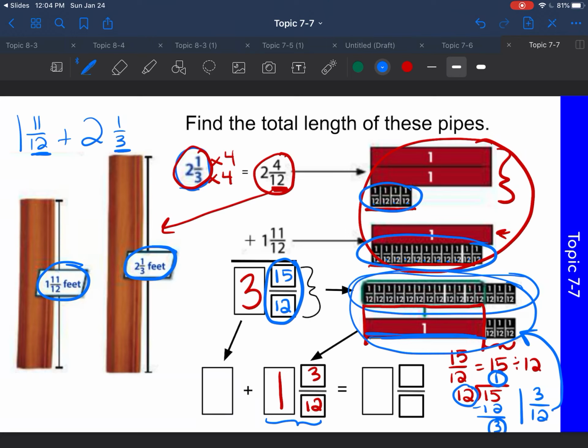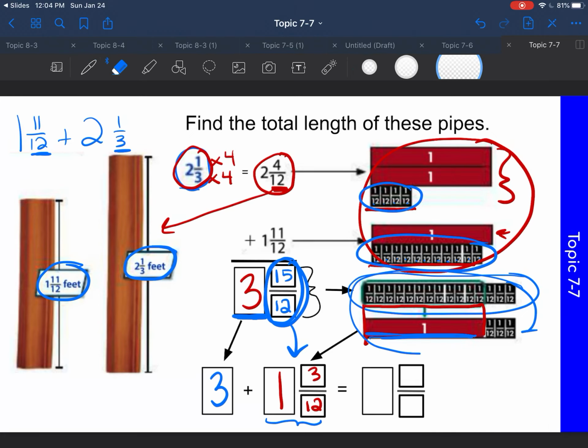Okay, but we're not done yet, because all we did was make this 15 twelfths this. We still have this 3 wholes to deal with. So we can bring that 3 wholes straight down, and now we can add these two together and make it the simplest version that we can. So 3 plus 1 is 4, and then we have 3 twelfths. But question for you, is 4 and 3 twelfths the simplest fraction or mixed number we can do?